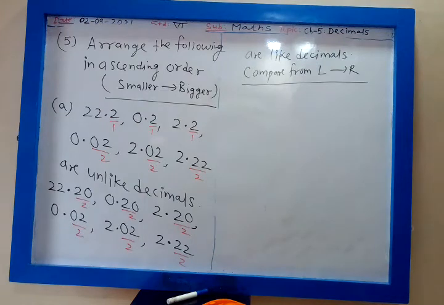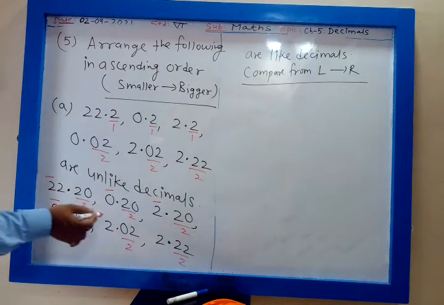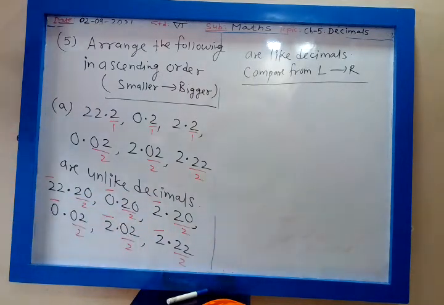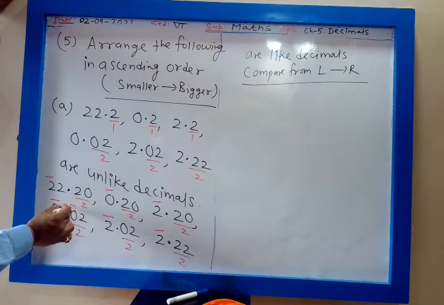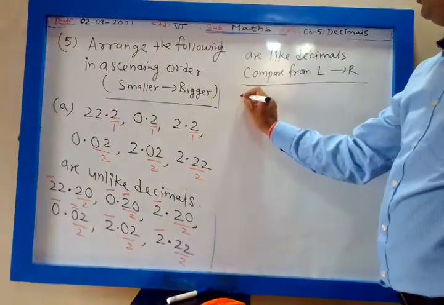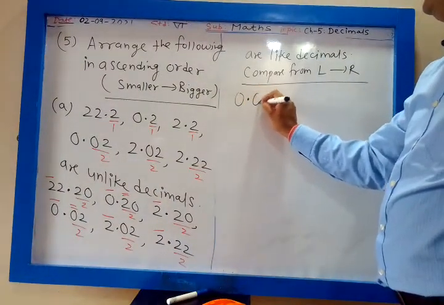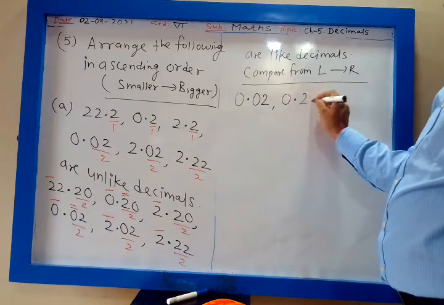So first you find the smaller number. This is 2, this is 0, this is 2, this is 0, this is 2, this is 2. Which is smaller, my dear? 0. These two are having 0. Then compare the second digit. This is 0. This is 2. Which is smaller, 0.02. So it will start from 0.02, then 0.20.